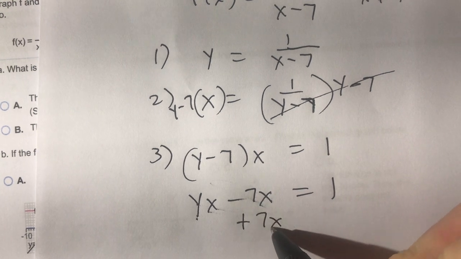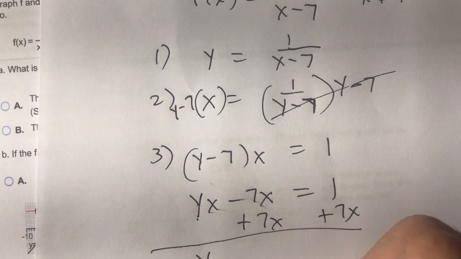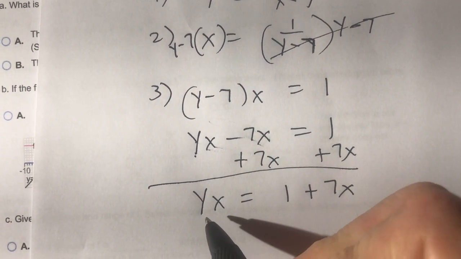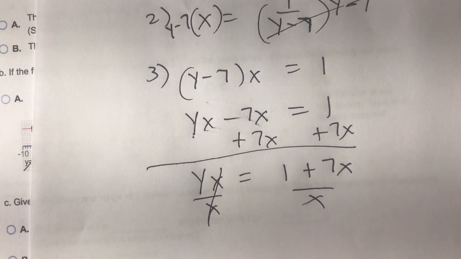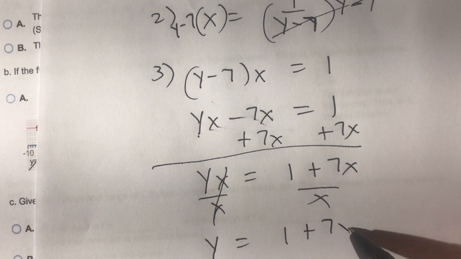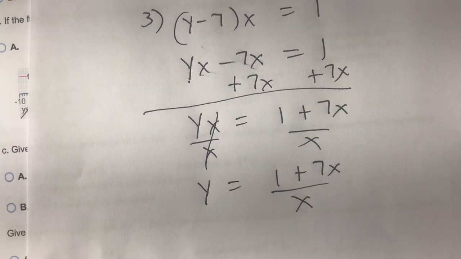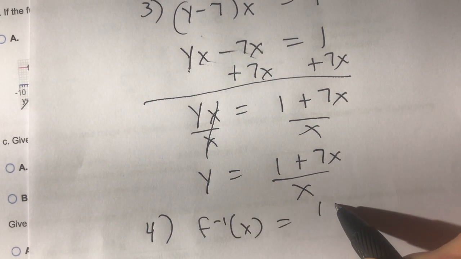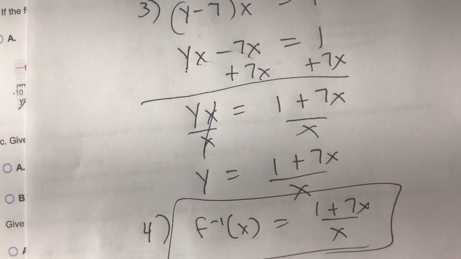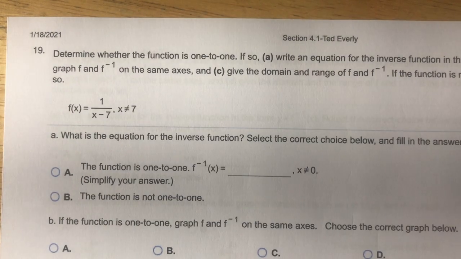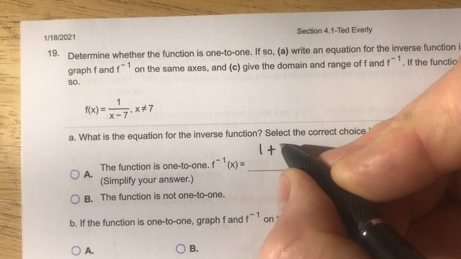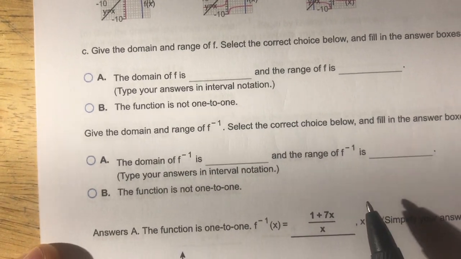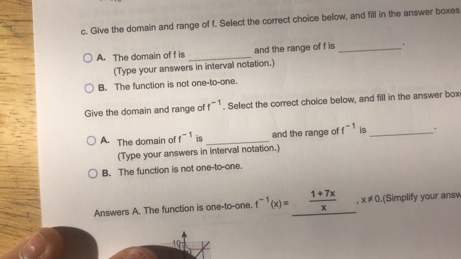So I'm going to have to add 7x to both sides, which means I have yx equals 1 plus 7x. And then now I can divide both sides by x, which makes this go away. And I have y equals 1 plus 7x over x. And there you go, I solved for y. Which means step 4 now, the inverse is going to be 1 plus 7x over x. There you go. All right, so 1 plus 7x all over x. That should be my inverse. Okay, just a quick check down here. Looks like we got it right.